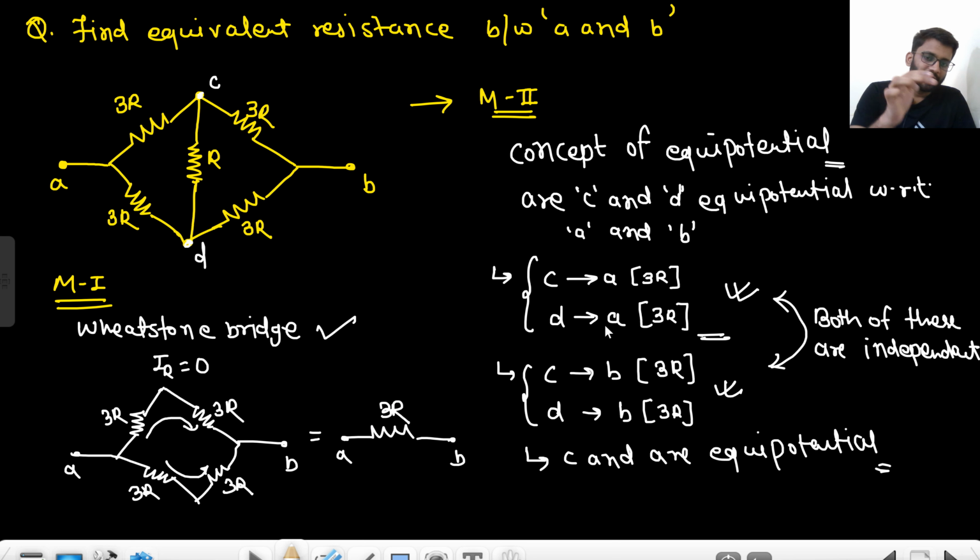Going from C to A and D to A is independent of going from C to B and D to B. First we will think only about C to A and D to A, and forget about the other side. Once this is matched, we will come to this side and see we are going from C to B and D to B. If this is also matched, then both of them are equipotential. Then C and D are equipotential.